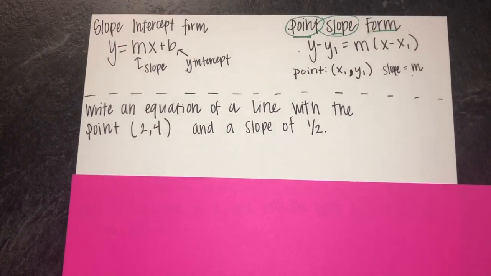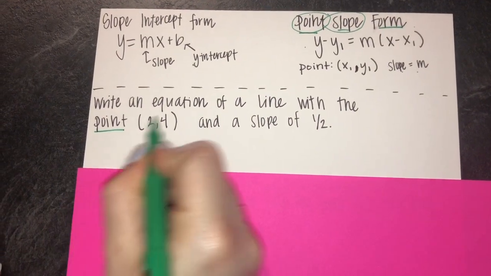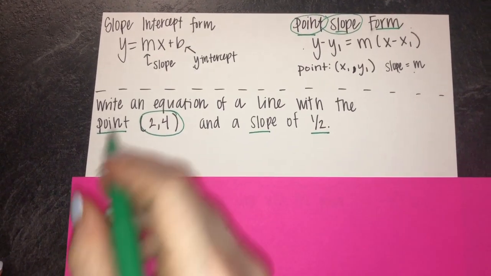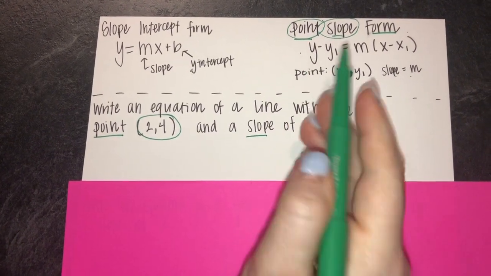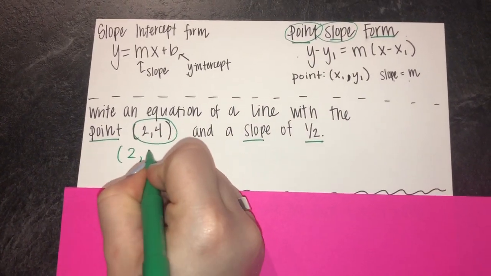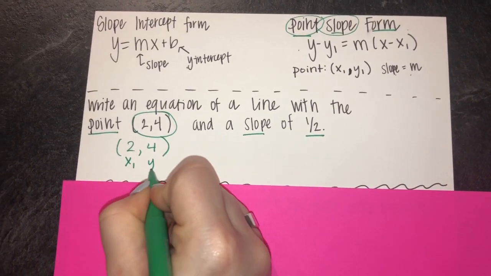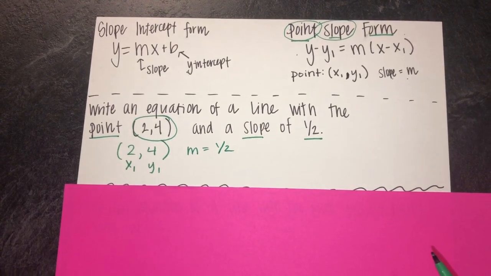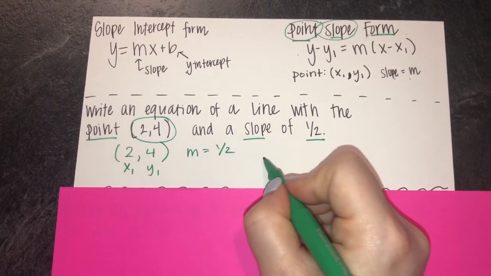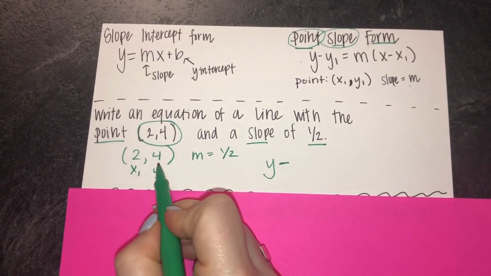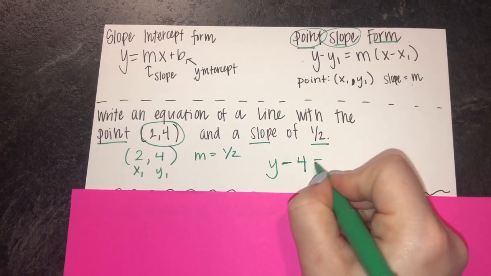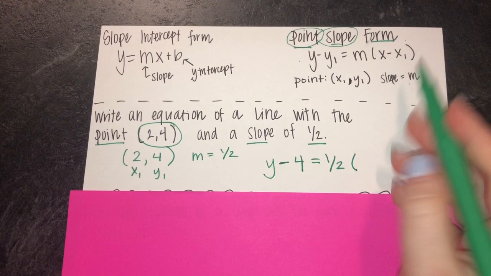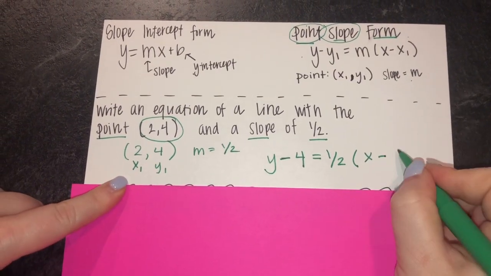So if I were to say, write an equation of a line with the point (2, 4) and a slope of 1/2, let's think about what that would look like. Well, we have a point and a slope, so we're going to put it in point-slope form. Our point is (2, 4), so we're going to label that x1, y1, and our slope of 1/2 we're going to label m. Now all we have to do is plug this into point-slope form. So we have y minus our y1 value, which is 4, is equal to your m, 1/2, parentheses x minus the x1, which is this 2.